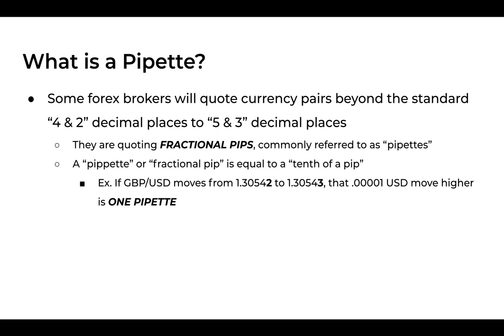So pretty easy to understand. A tenth of a pip is a pipette. But again, you're only mainly concerned with pips. This is just a vocabulary word that you should know as well. An example of this would be GBP USD moves from 1.30542 to 1.30543. That 0.0001 USD move higher is 1 pipette.